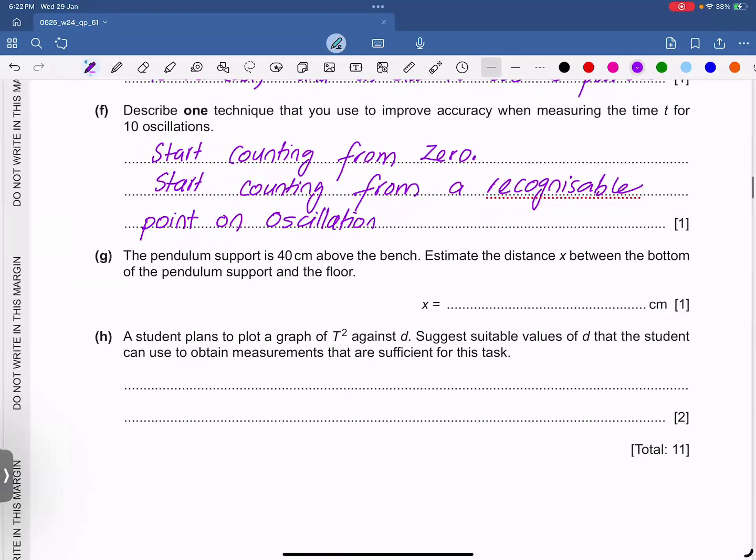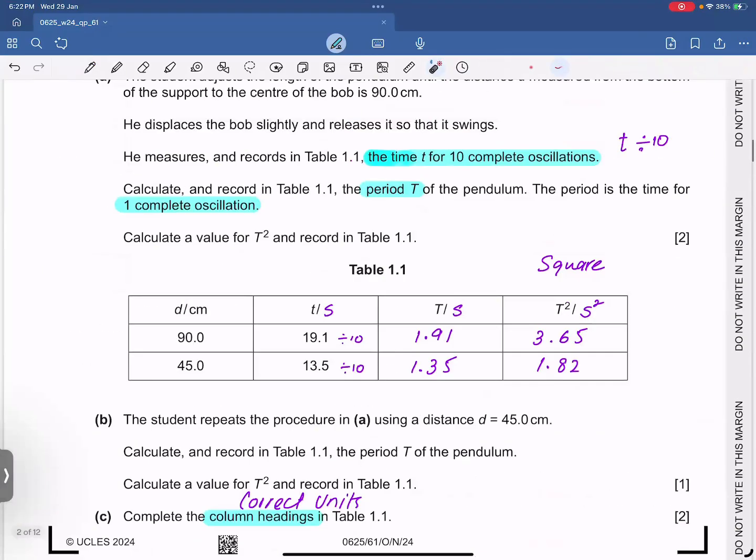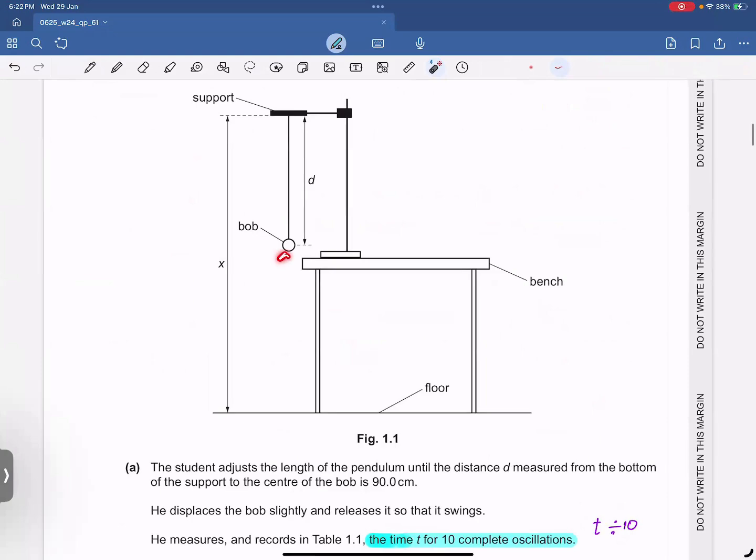Anyhow, the pendulum support is 40 centimeter above the bench. Estimate the distance x between the bottom of the pendulum support and the floor. Go back. So they are asking you to approximate this distance. Okay, so how much could this distance be? If you go back, they already told you this is 90 centimeter.